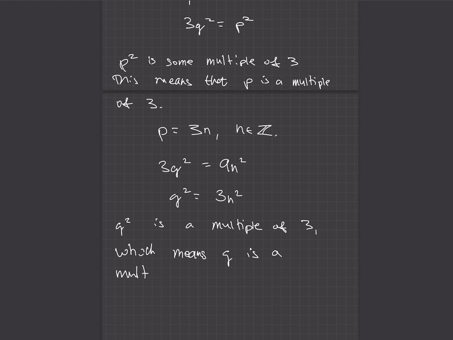There's quite a lot of writing with proof, and you can't rush the writing. So that means that p is a multiple of 3, q is a multiple of 3, and we've reached our contradiction. This is a contradiction.